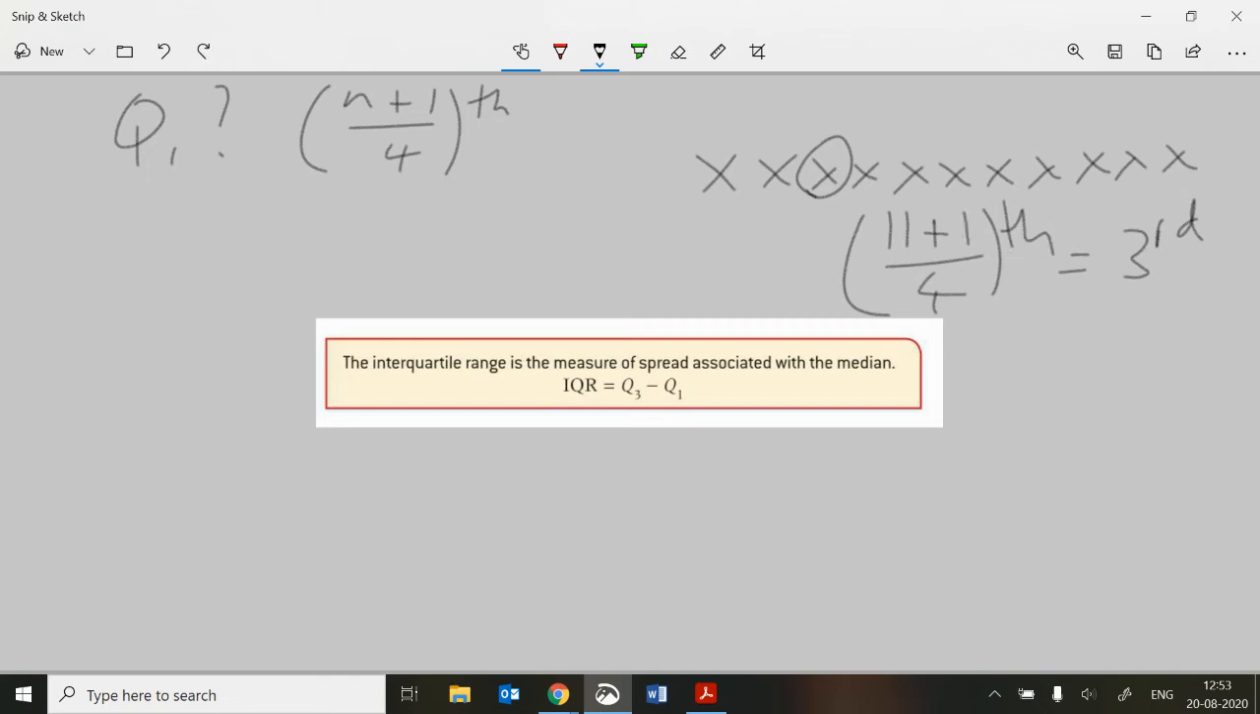So when we've got 11 pieces of data, 1/4 of the way through is the third one, and 3/4 of the way through is the 9th piece of data. And the median turns out to be the 6th piece of data. So that's nice and easy.